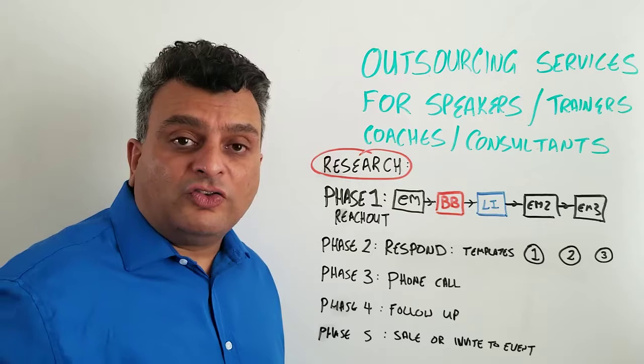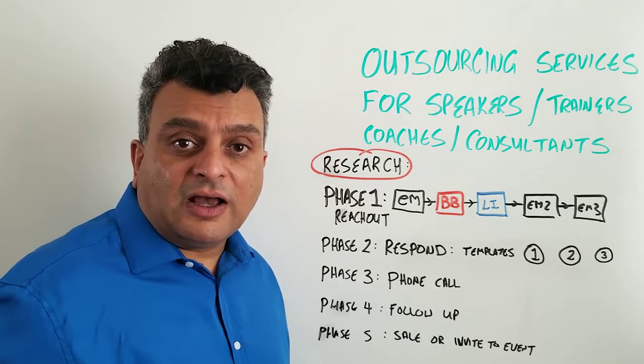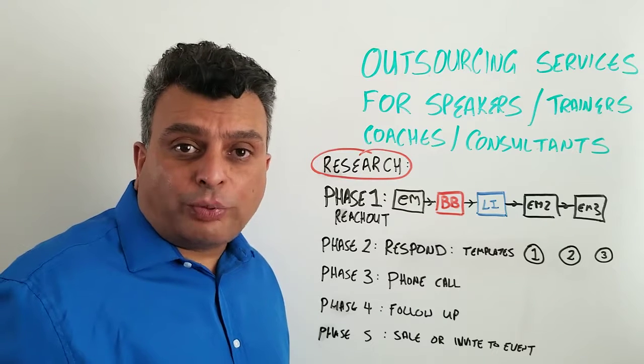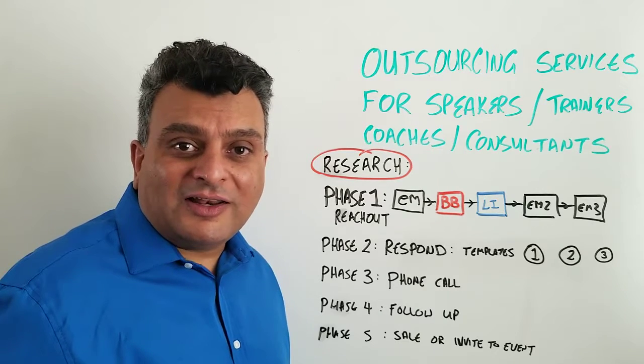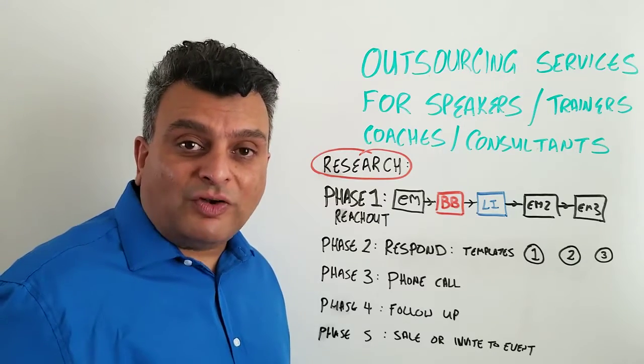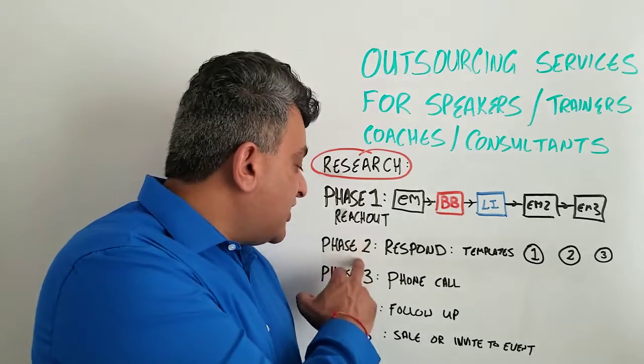Typically, we send out on day 1, day 3, day 7, day 14, and day 21. But again, it's your process. We simply give you a guideline, and then we can optimize and customize it from there. Now, once they respond to the connection, we move into phase 2.